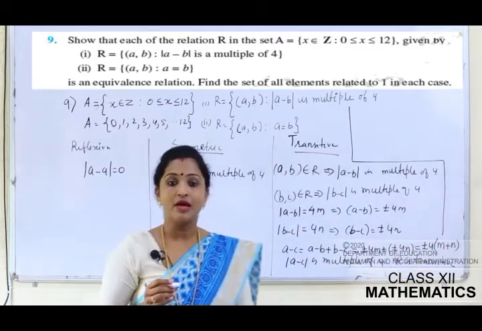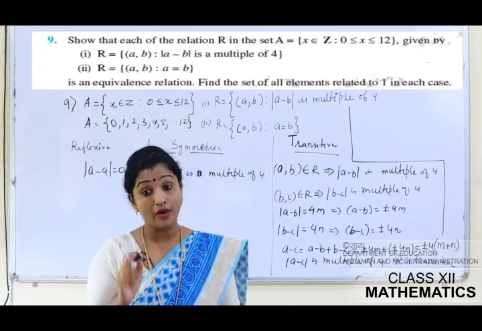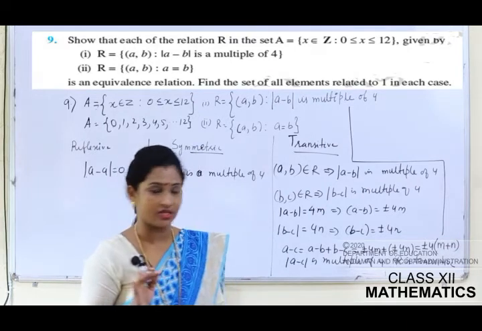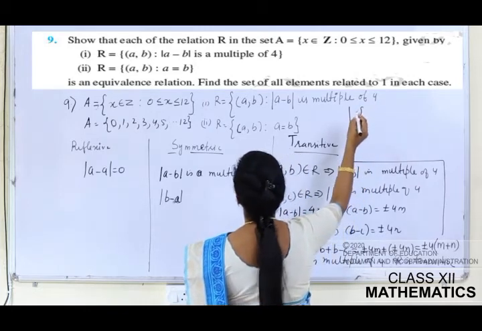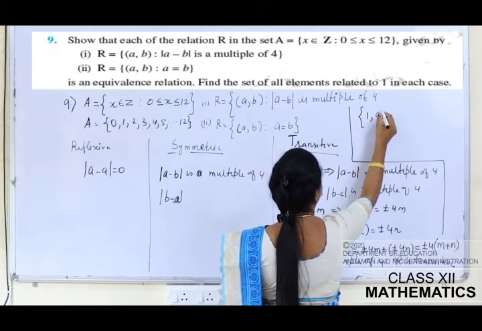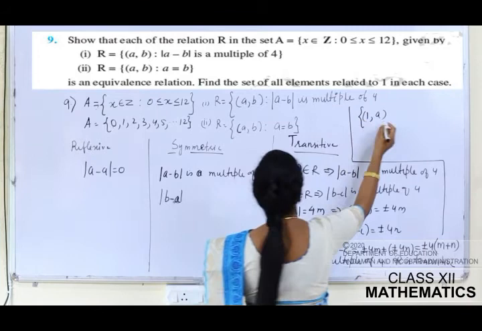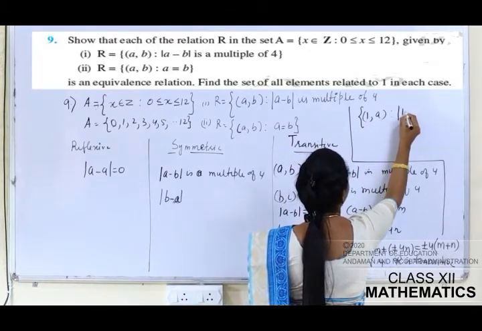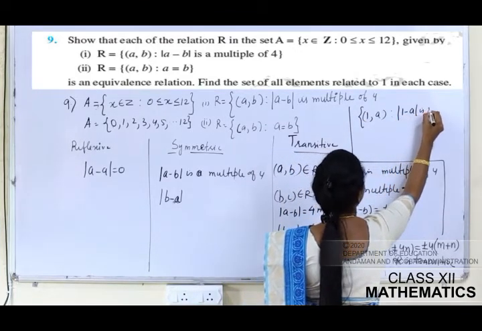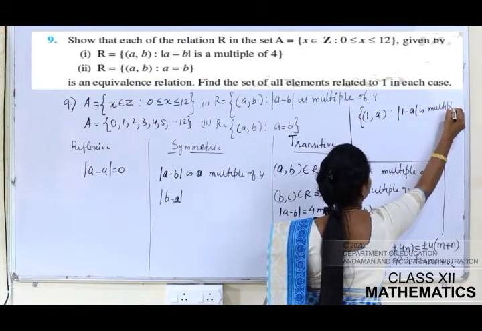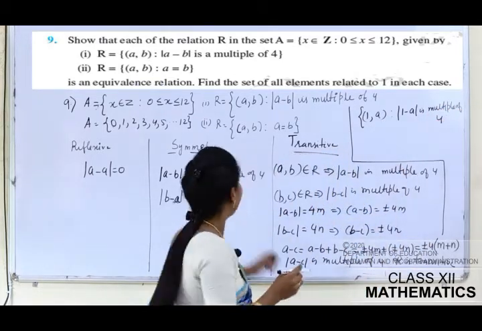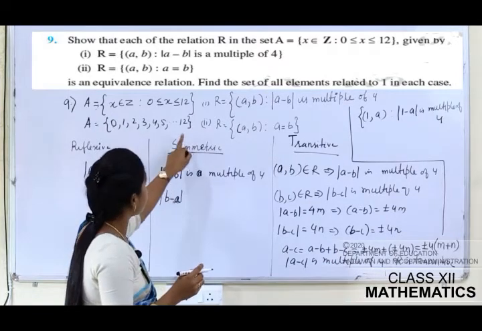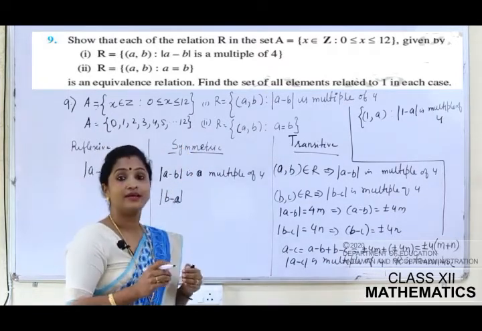You have to find the set of all elements related to 1 in each case. So that means you have to find 1 comma A. आपको 1 comma A निकालना है, such that 1 minus A is a multiple of 4. अब आप ढूंढिए A, यहां से कौन से एलिमेंट्स आप A का लेंगे so that it will be a multiple of 4.